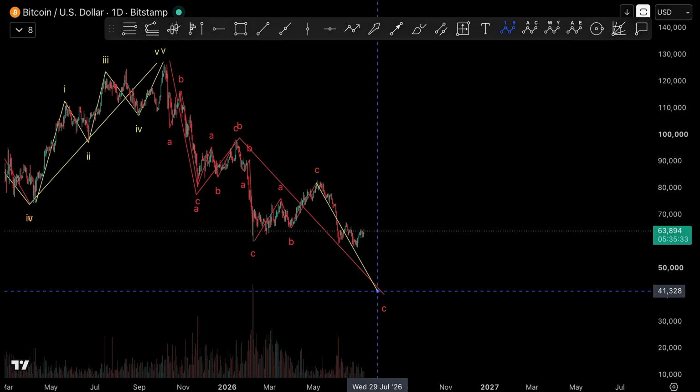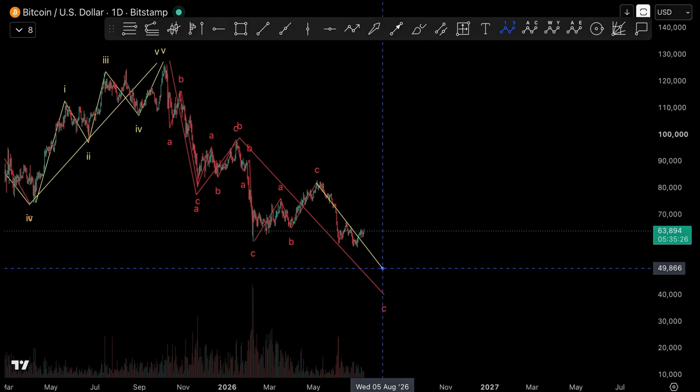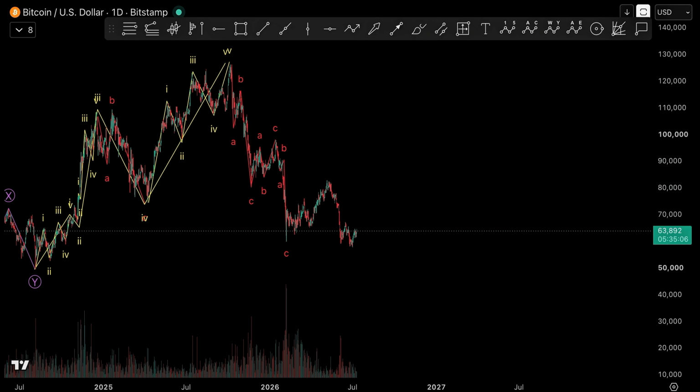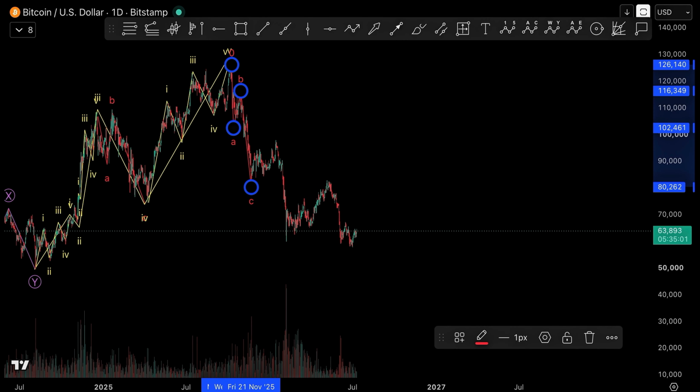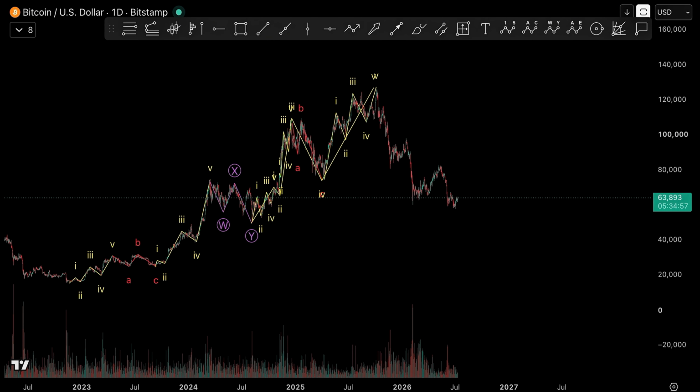So my target for this bear market, the first target is around 51k, around 52, 51k, and we will see the reaction over there. And if there is strength, then we can have a bounce there, and if there is weakness, then probably we will have even lower prices on BTC, and the next target will be around 42, 43k.